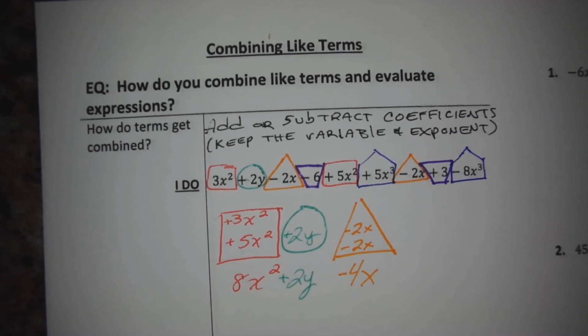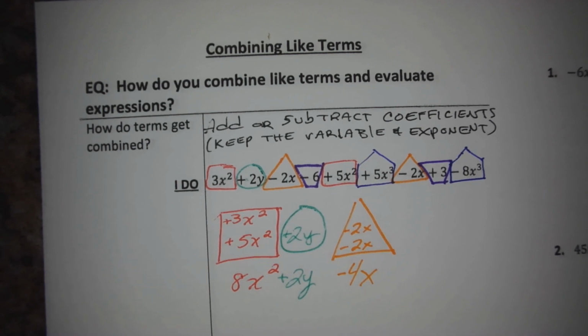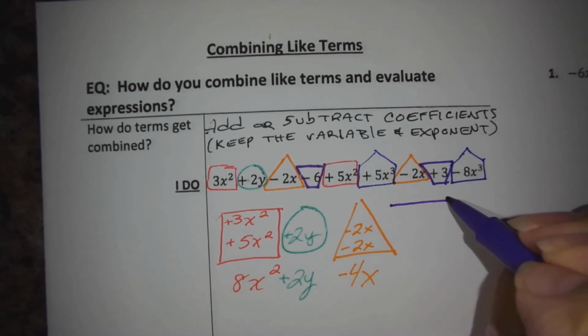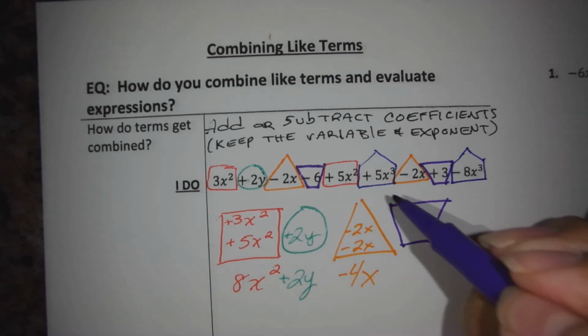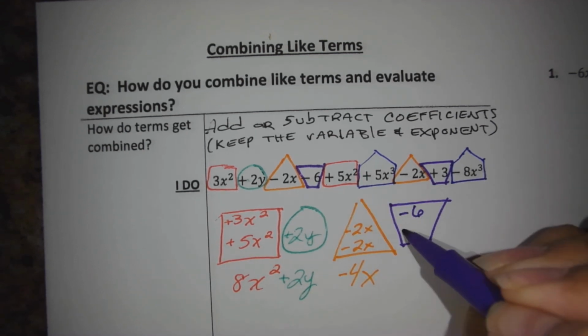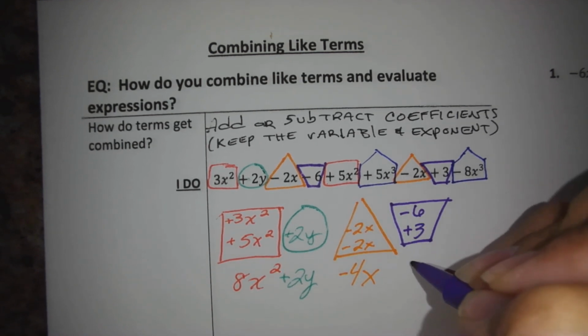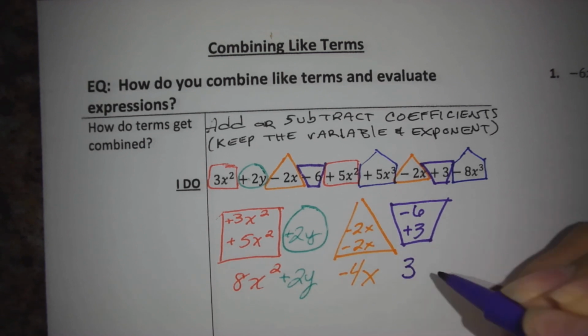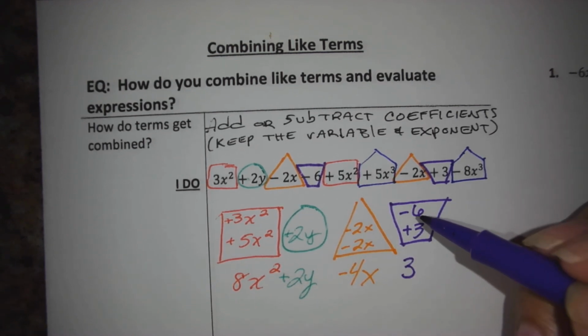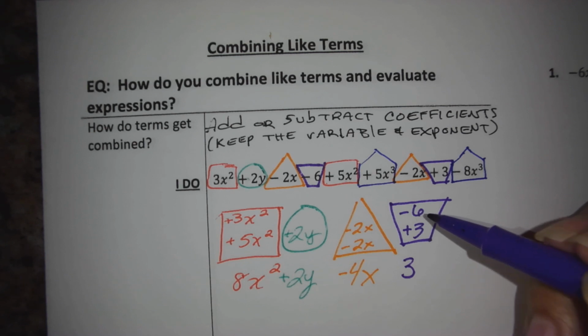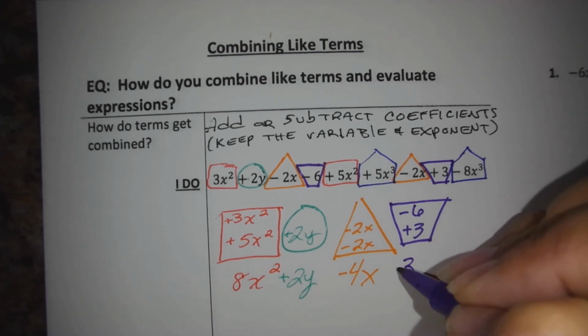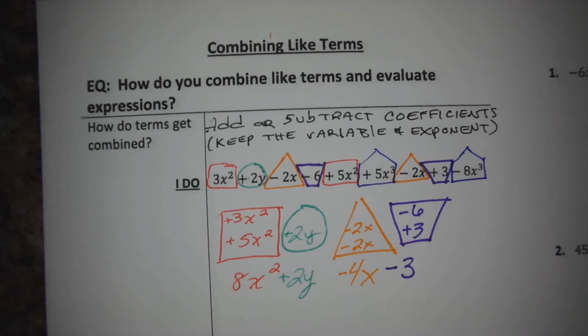Next up, we have our trapezoids. So our trapezoids are the plain numbers, so negative 6 and positive 3. No variables. Different signs, so we subtract. So 6 minus 3 is 3. We're going to keep the sign of the number farthest from 0. So which one is furthest away from 0? And that's the negative.